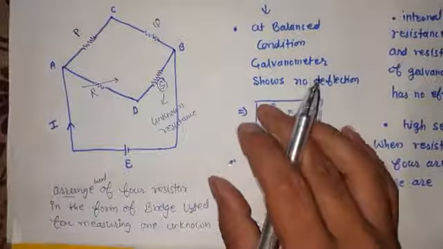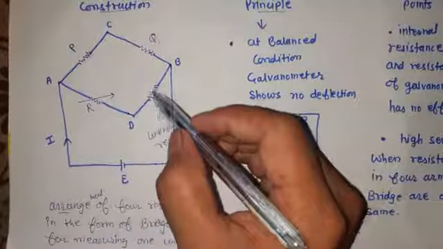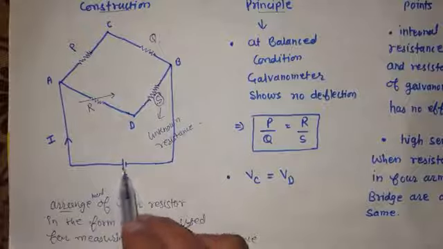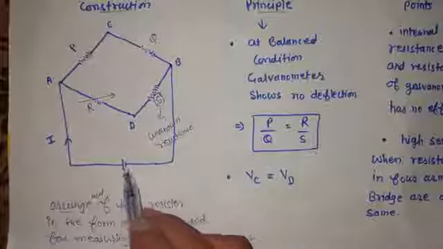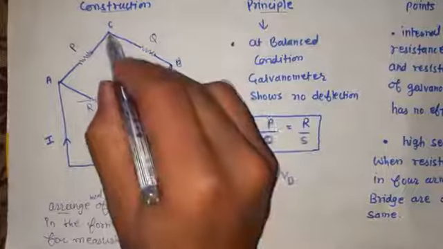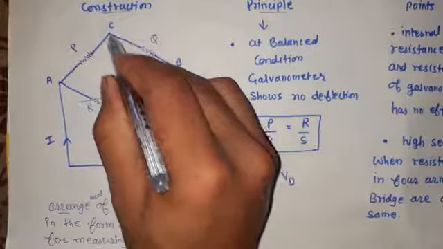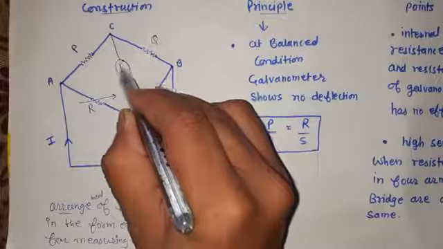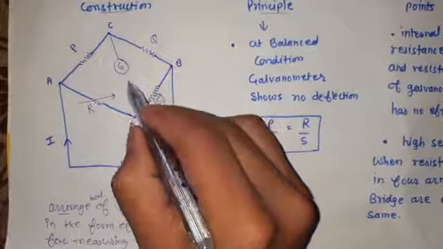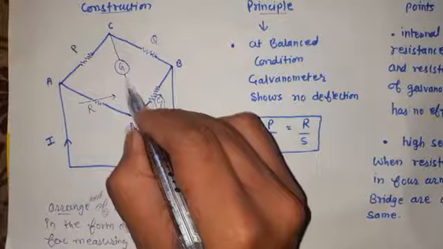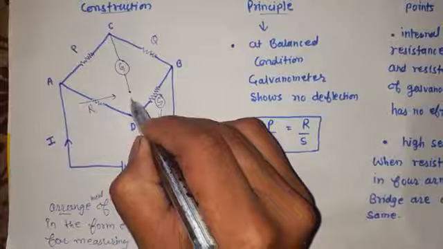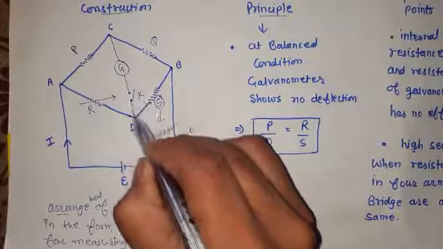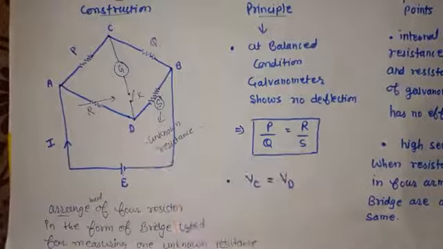Now, the points A and B are connected to a source of EMF, and between C and D we use a galvanometer. This galvanometer shows the presence of current in the circuit. There is also a key used at this position, key K.